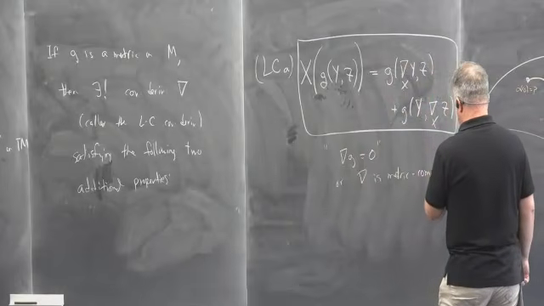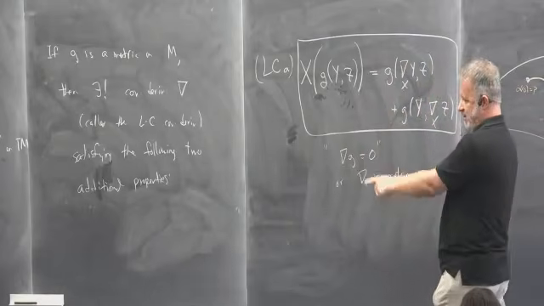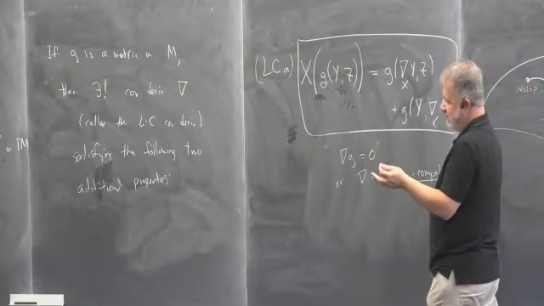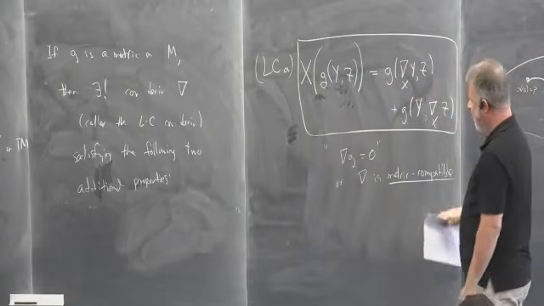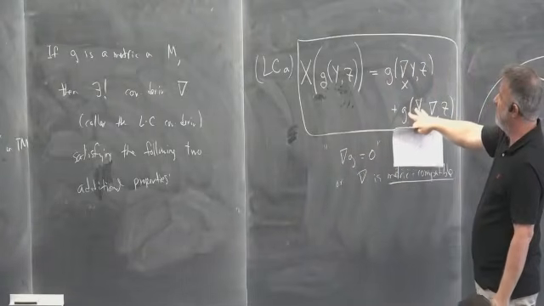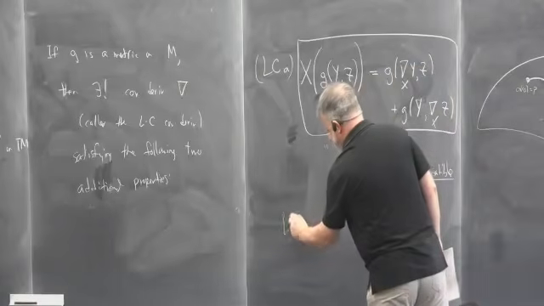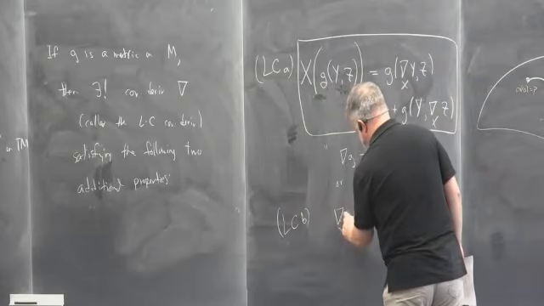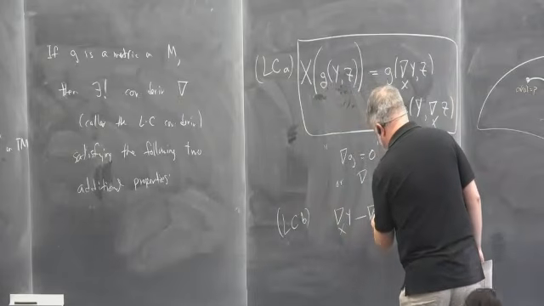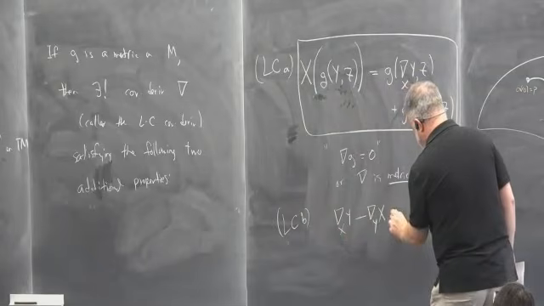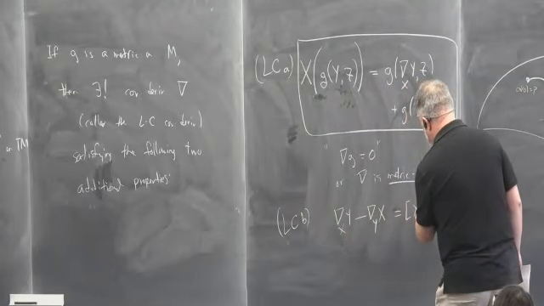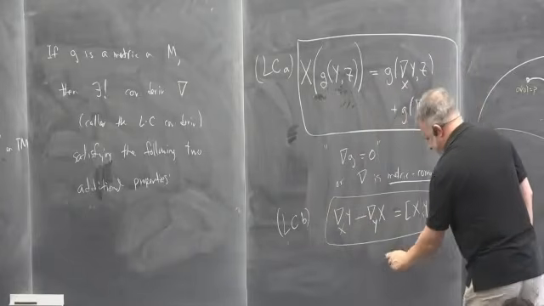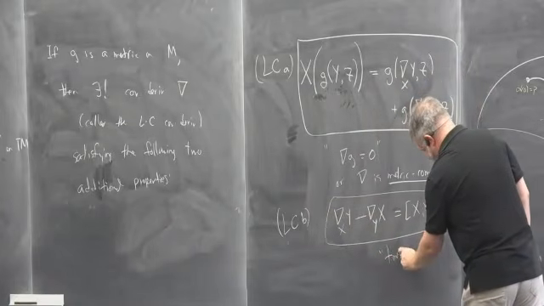Okay, so if you've never seen connections before, just ignore this line, right? Because I haven't told you what nabla g means. But if you have, then you know this is the same thing. So this definitely uses the metric, right? And Levi-Civita B says that if I take nabla_X Y minus nabla_Y X, that's the same as the Lie bracket of X and Y. This is what's called the torsion-free condition.